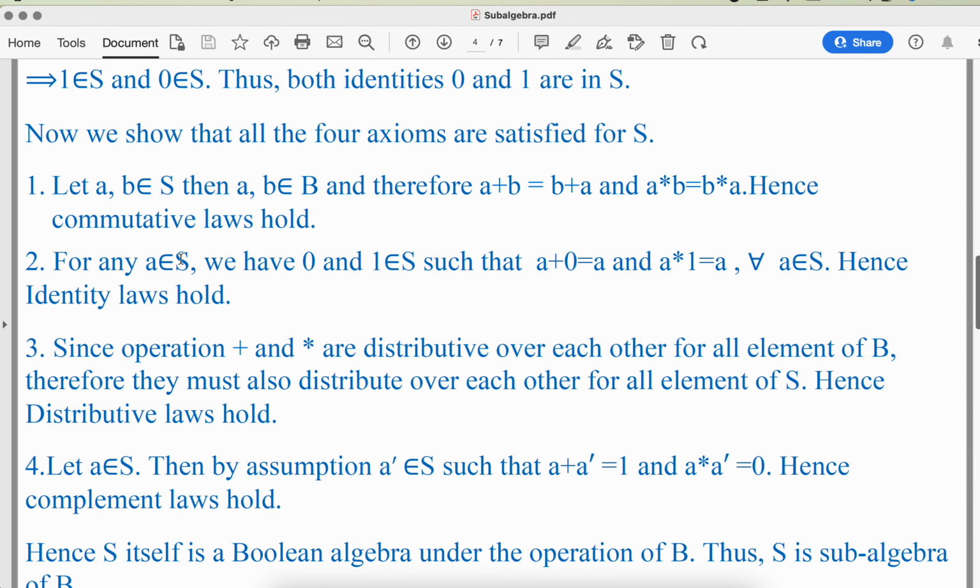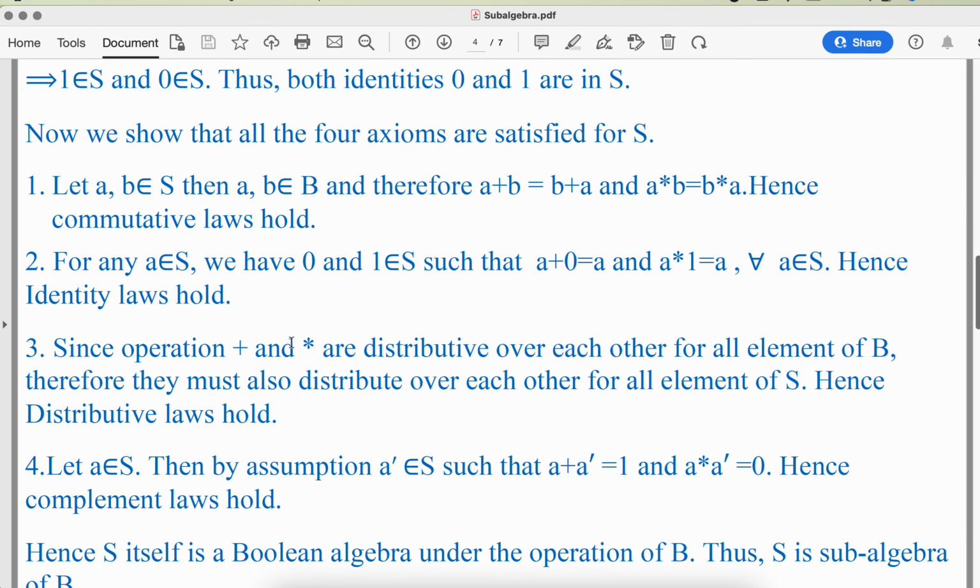Now, for any A belonging to S, we have 0 and 1 belonging to S, such that A plus 0 is equal to A and A into 1 is equal to A for all A belonging to S, because A also belongs to B and B is a Boolean algebra. Therefore, these conditions are satisfied for S also. Hence, identity laws hold in S.